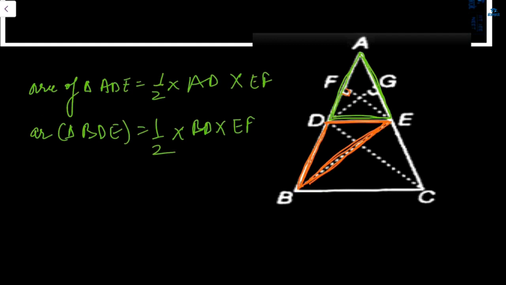Ma'am, how come EF is the height? Height is the perpendicular distance. Yes, height will be the same, because this is the perpendicular distance. Perpendicular distance is the shortest distance, so we are going to take the perpendicular distance. Whenever you are taking the height, you are going to take the perpendicular distance.